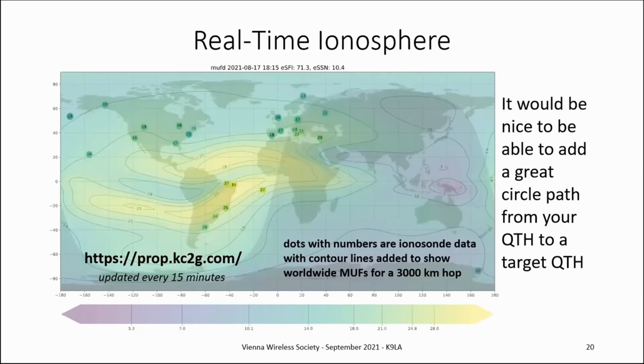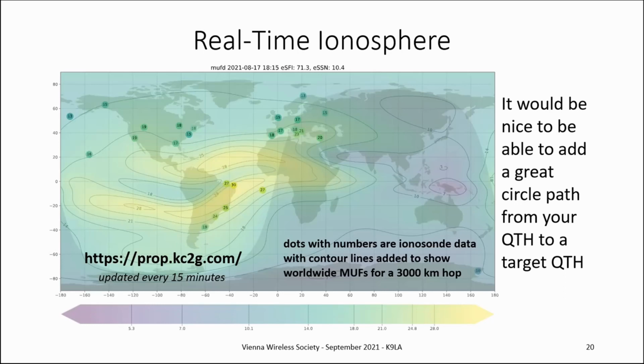What about the real-time ionosphere? Well, Kilo Charlie 2 Golf downloads ionosonde data. That's what those circles are with the numbers in them. Those are ionosondes kind of around the world. You can see that the world isn't covered very well, but that's the best we can do. What he does is add contour lines between the ionosonde data. And what those lines show is the MUF for a 3,000 kilometer hop.